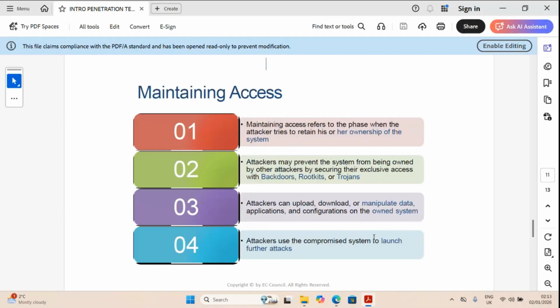Now, maintaining access refers to the phase when the attacker tries to retain his or her ownership of the system. So the attacker may prevent the system from being owned by other attackers by securing their exclusive access with backdoors, rootkits, or Trojans. So here the attackers can upload, download, and manipulate applications and configuration on their own system. The attacker can use the compromised system to launch further attacks.